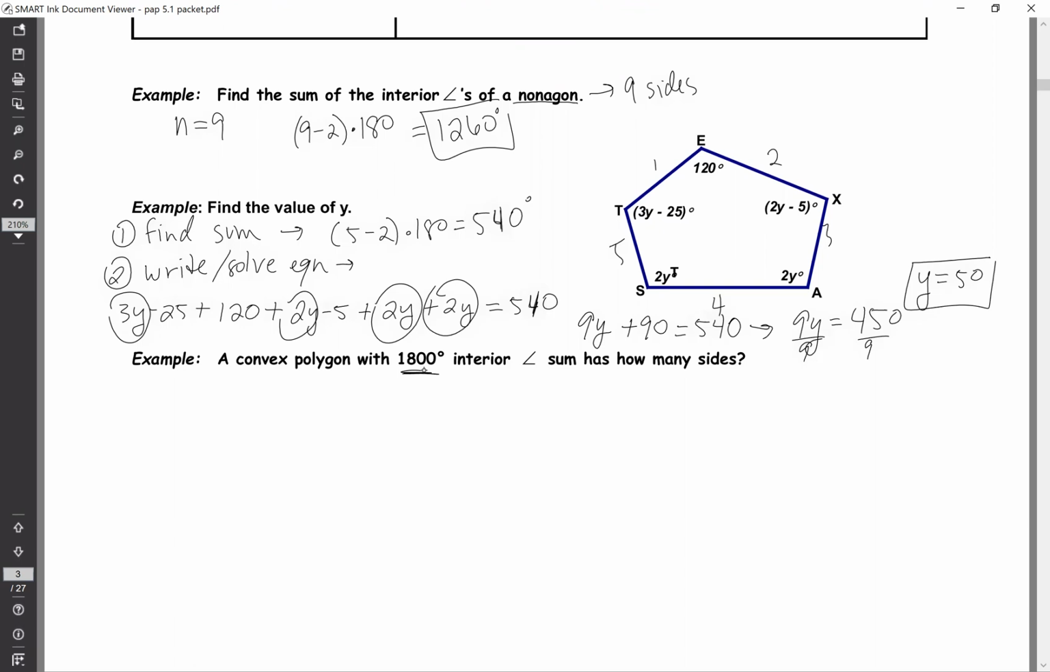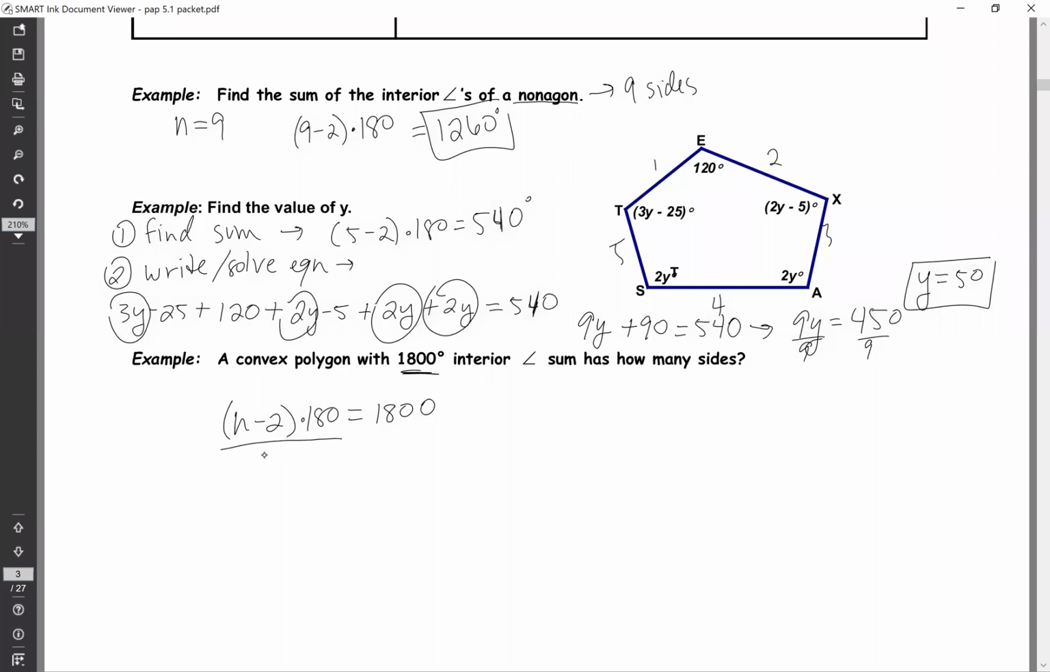All right, now it says a convex polygon has interior angles whose sum is 1,800, and it asks how many sides. So we have our formula n minus 2 times 180, and that's equal to the sum of all the angles. So they've told us the sum. So we're having to work backwards here. So we're trying to find n.